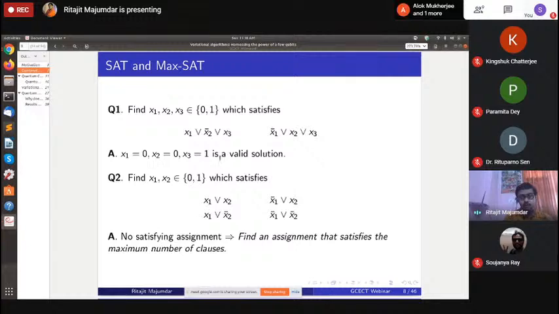So this is like an OR gate. You can see that if you give something like 1, 1, it will satisfy 3 clauses, but not this last clause. So that is our question, that these type of problems are called satisfiability problem or max SAT problem. That is, when you cannot satisfy all the clauses, you want to satisfy the maximum number of clauses.